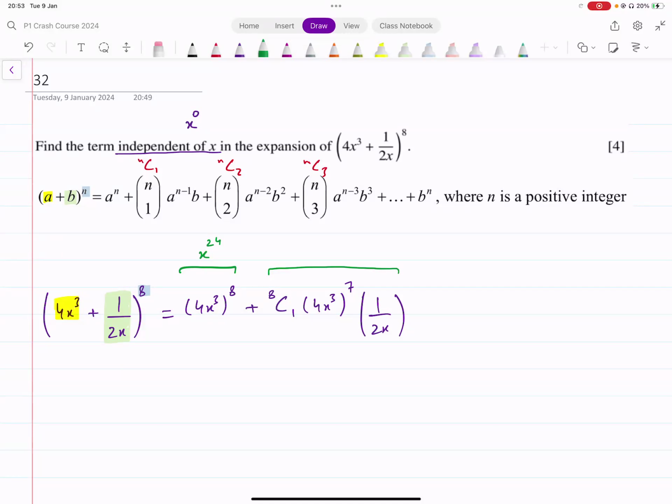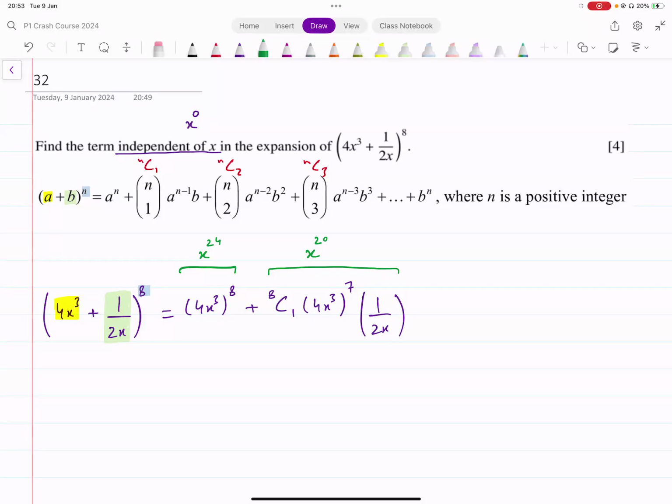Anyone? What's the second one? 20, right? It's not 21, it's 20. You have 21 from the numerator. 3 into 7, that's 21, sorry. Then you have an x in the denominator here as well. So that power is subtracted. 21 minus 1, that is 20. So the second term has x raised to power 20.